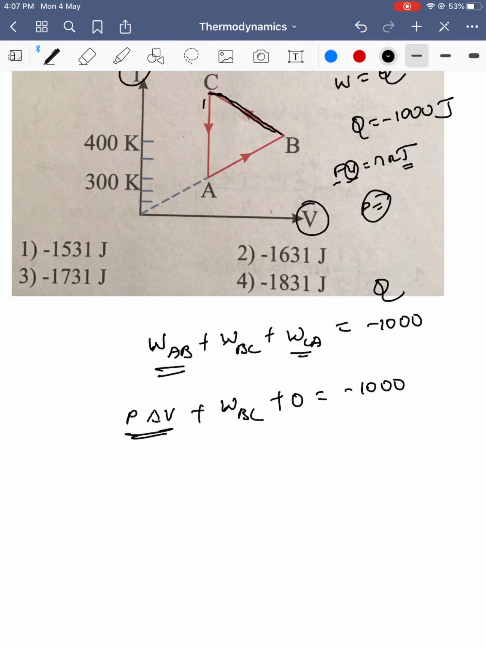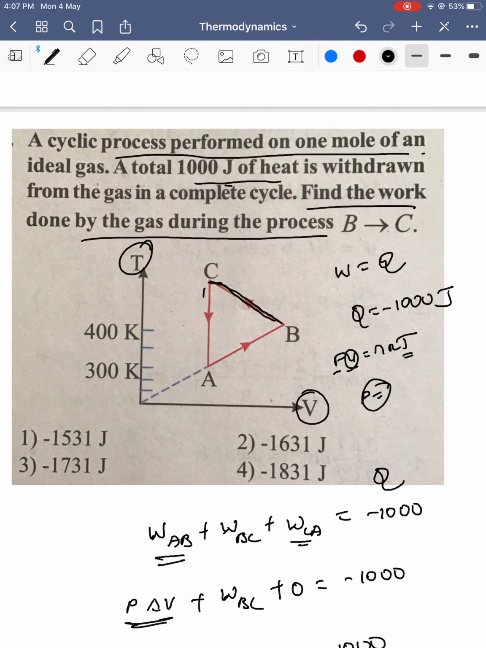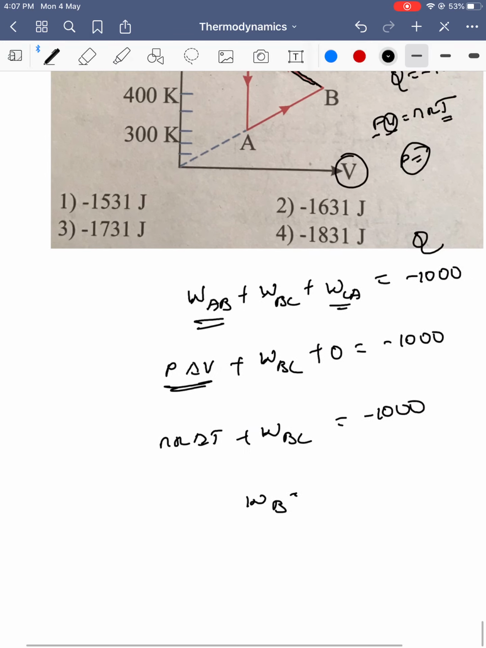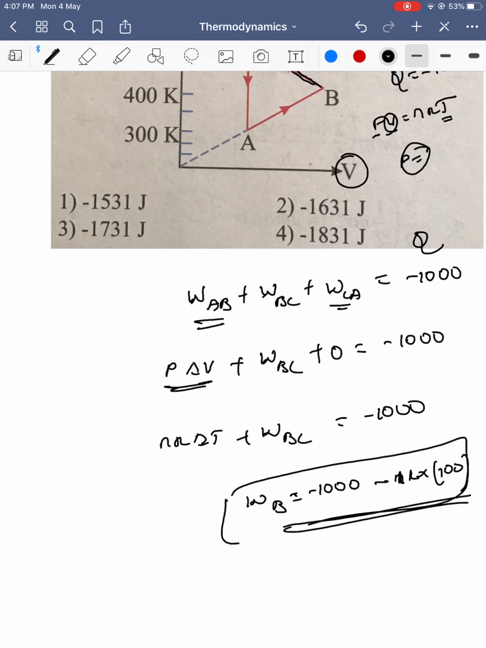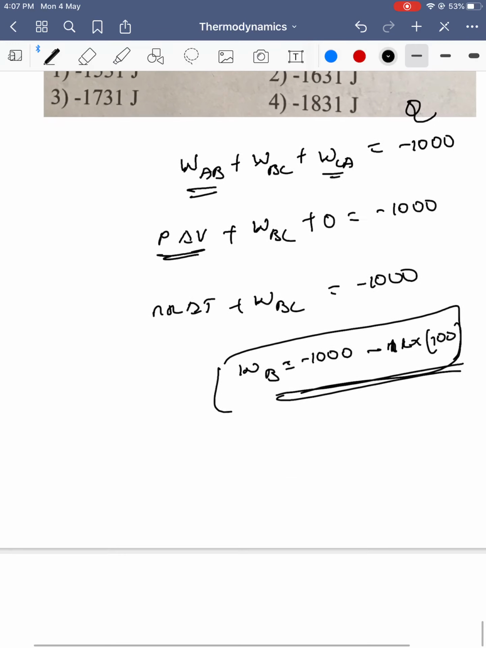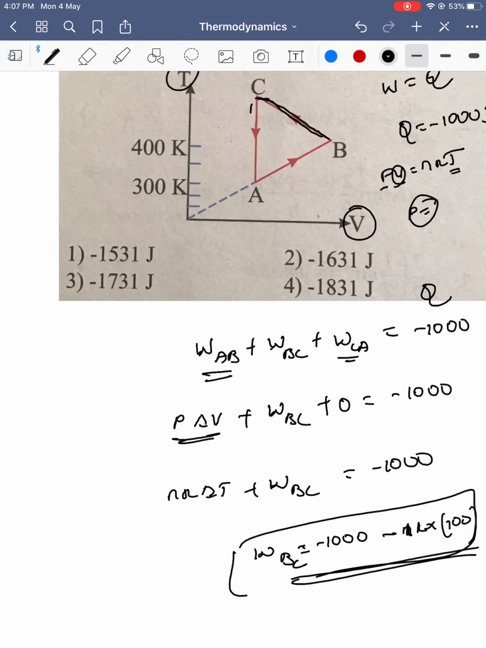So P delta V I can write as nR delta T, plus WBC is equal to minus 1000. So WBC is equal to minus 1000 minus n R delta T, where he has given 1 mole of an ideal gas. If we substitute, you will get the value of work done in the BC process. Many questions can be asked like this in this model.